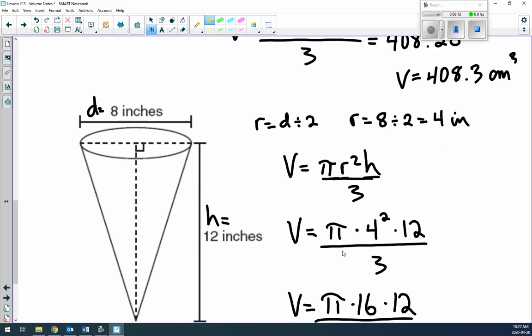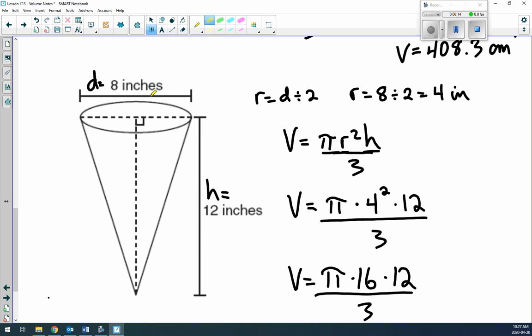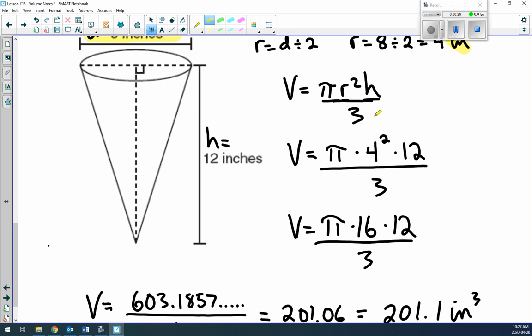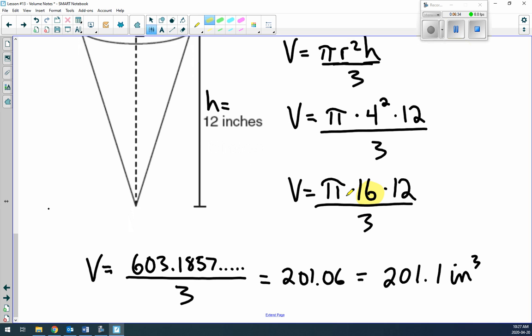Okay, let's look at another cone here. This one, what's that 8 inches? That is the diameter. We want the radius, so we got to divide by 2 first. So 8 divided by 2 is 4. So our radius is 4. Now we can do the question. Write down the formula, plug everything in. So the radius is 4. The height is 12. Plug it in. We got to do that 4 squared first, which is 16. So we end up with pi times 16 times 12, all divided by 3.